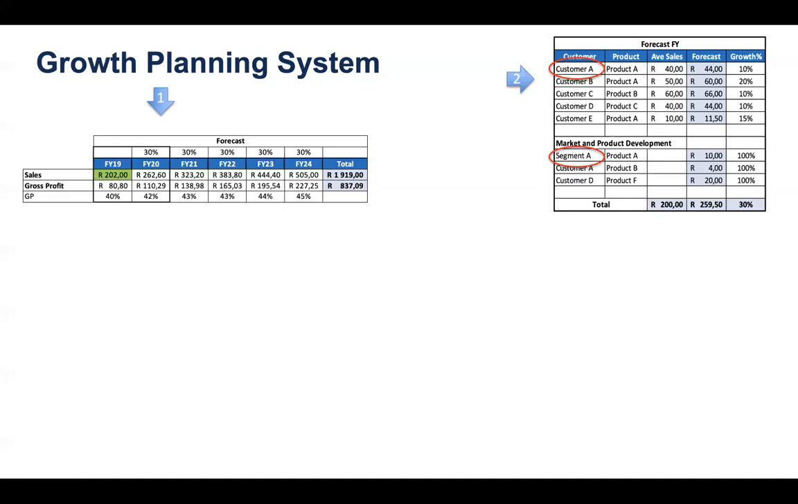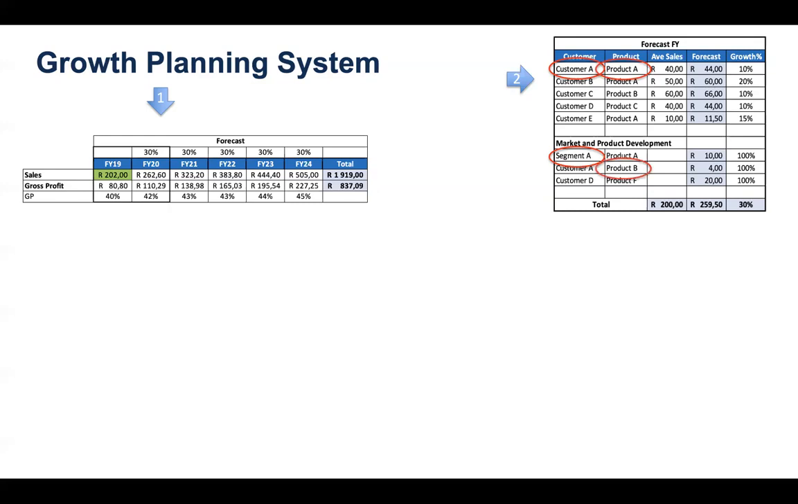Customer A already proves that we can succeed in segment A. So there's additional sales that's already coming from the historical fact that we're dealing with customer A, which is in segment A, and out of that we can target an additional 10 Rand in sales. That's a 100% improvement, seeing we have not sold product A into segment A.